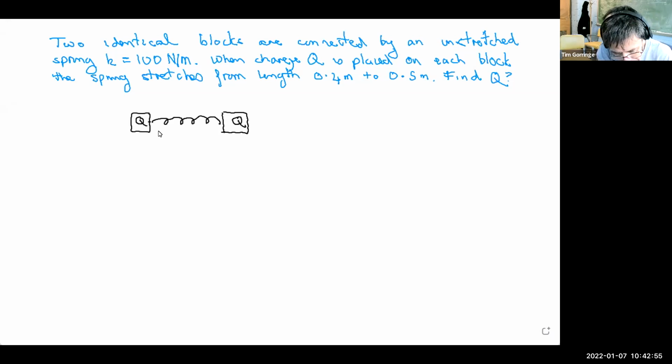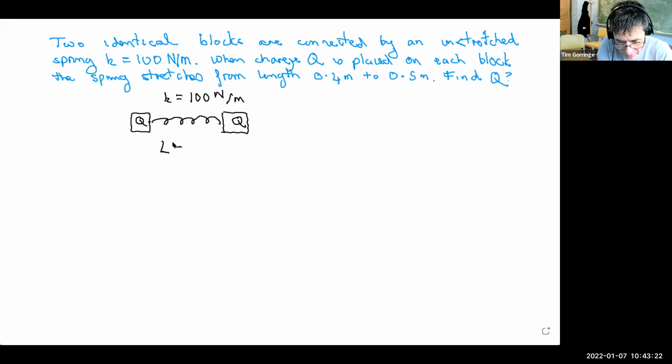I've got a little sketch here that I started. Here's the spring in the center. The spring constant, we're told, is 100 newtons per meter. So that characterizes the strength of the spring. And then here are the two blocks. I'm picturing here the case when the charge has been added to the two blocks.